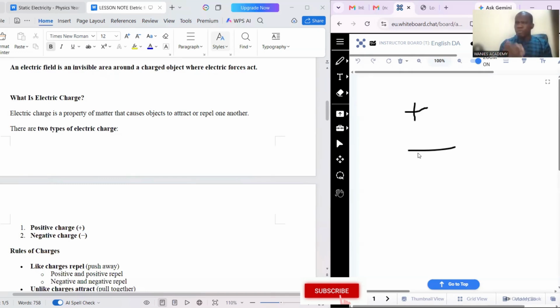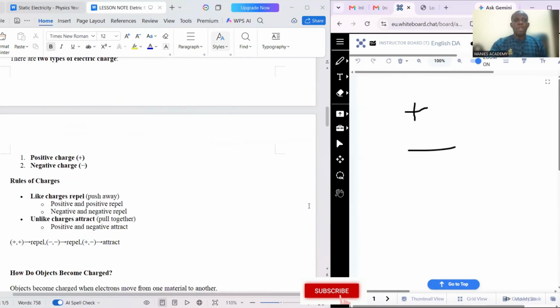Now, what are the rules? There are rules that govern charges. The rules state that like charges will repel, that is, will push away. Repel is to push away. It means that when you have a positive charge and a positive charge coming together, there's going to be a push away, because according to the law of charge, like charges repel while unlike charges attract. So if you have a negative and a negative, it's going to repel. If you have a positive and a positive, it's going to repel.